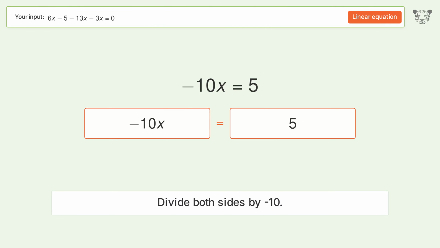The variable coefficient is negative 10. Divide both sides by negative 10 to leave the variable alone. That gives x equals negative 0.5.